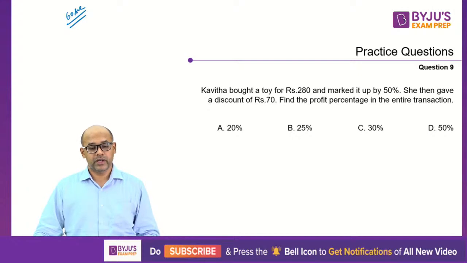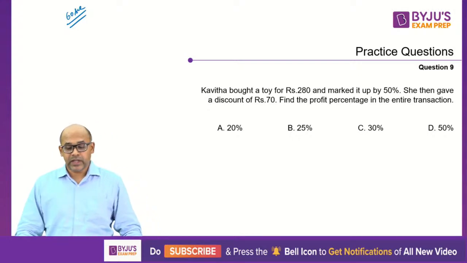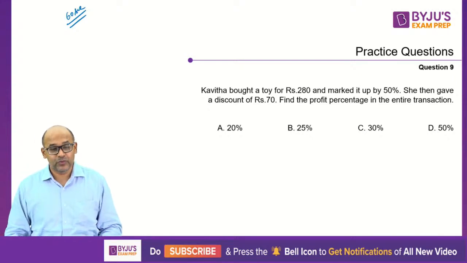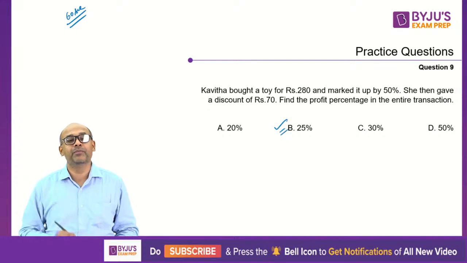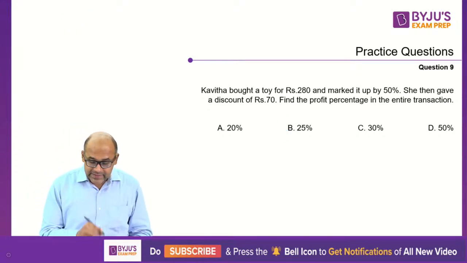Tarun, okay guys, 60 seconds are up. Tarun says D double time. Both times it is wrong. The correct answer happens to be option B. So guys, let's take a look at why this is the correct answer.